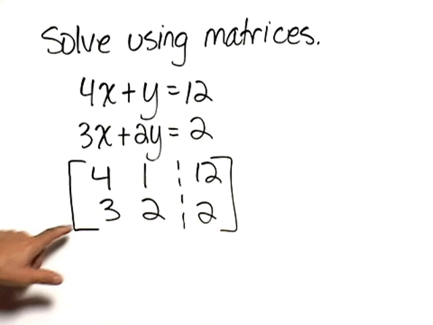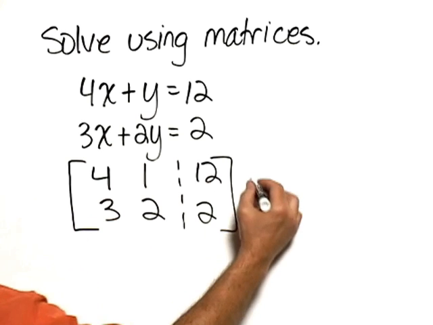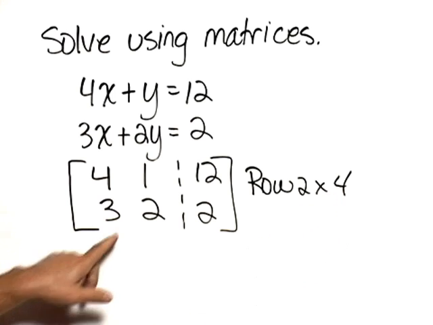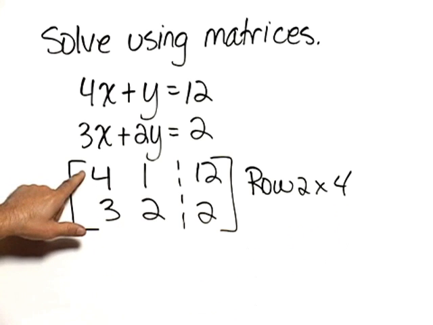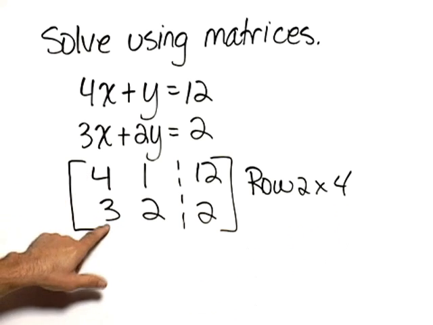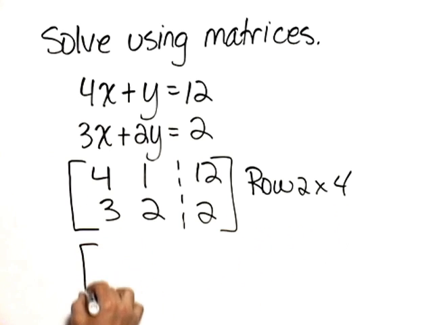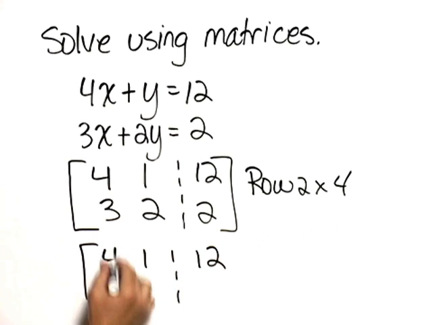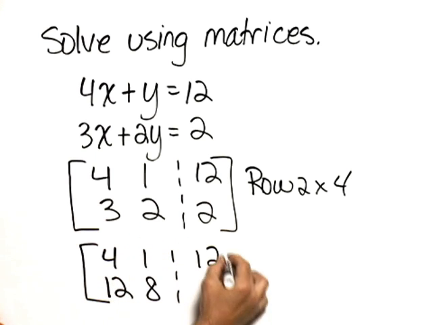Looking ahead, what we can do here is multiply row 2 by 4. So row 2 multiplied by 4. Now that's going to give me a 12 in this position. And then I'm going to be able to create a 12 here and subtract it to get a 0 there. So the first step, though, is row 2 multiplied by 4. Row 1 remains unchanged. 3 times 4 is 12, 2 times 4 is 8, and 2 times 4 is 8.